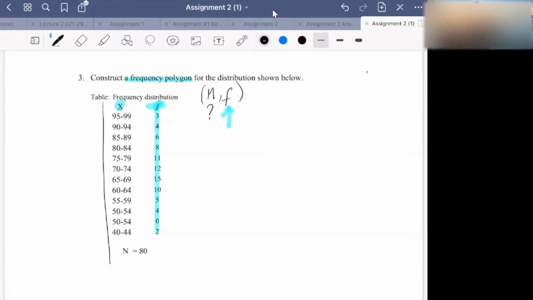All right, so to find the interval midpoints, let's start with the first interval here. Okay, 95 to 99. To find the midpoint of that interval, you just need to take the lower number, 95, added to the highest number, which is 99, divided by 2. And what is the answer? 97, right? So that is the midpoint of that interval. And you would do the same thing to the next interval, which is 90 to 94. So 90 plus 94 divided by 2 is 92, okay, and so on.